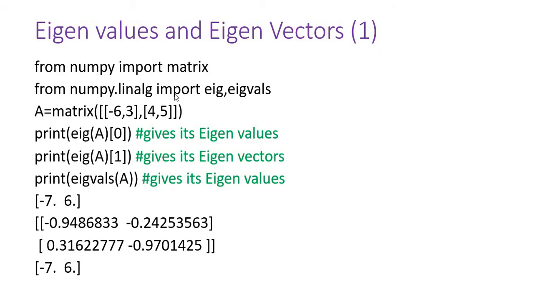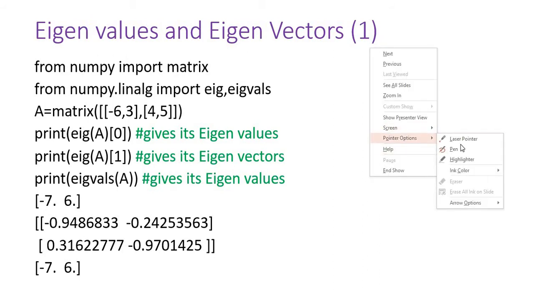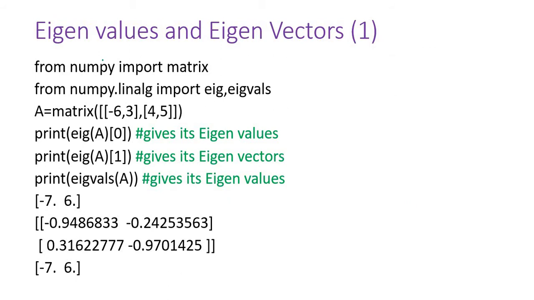So from NumPy I'm importing the matrix keyword. This is a two-dimensional array: first row is -6, 3, second row is 4, 5. I'm just using matrix, so matrix A is constructed.